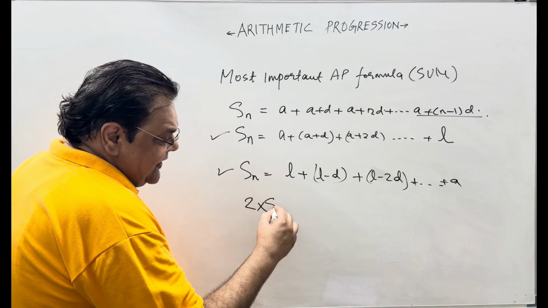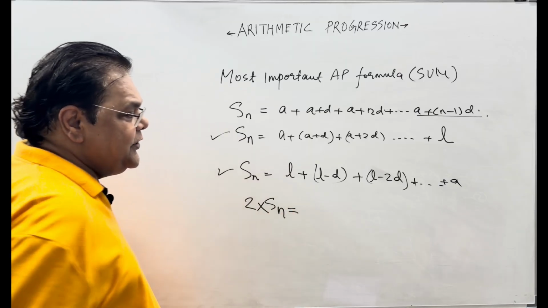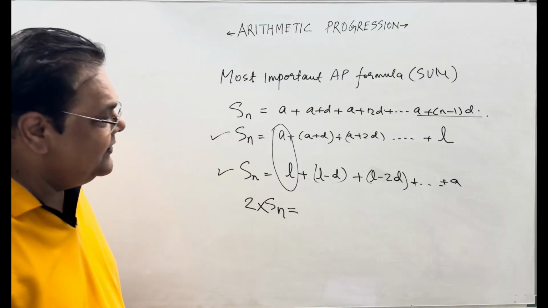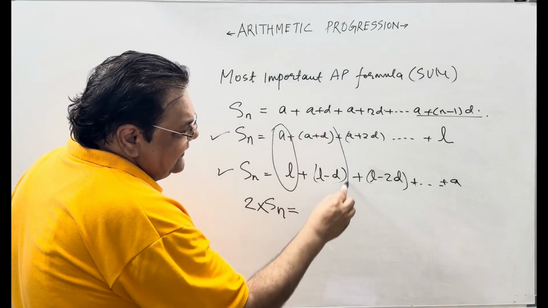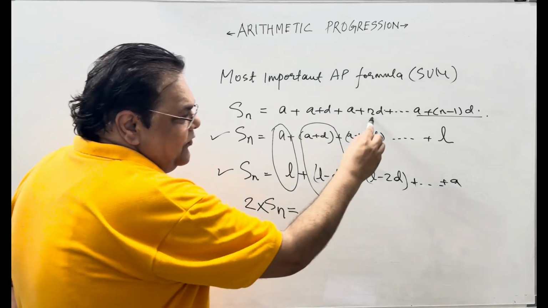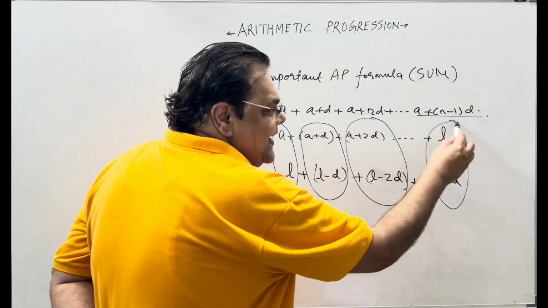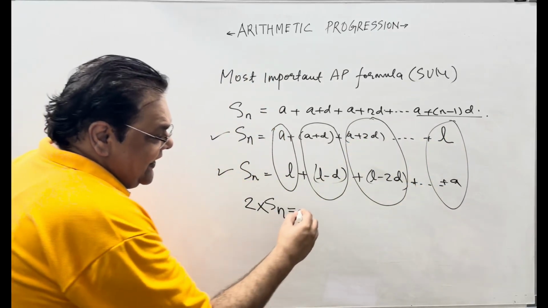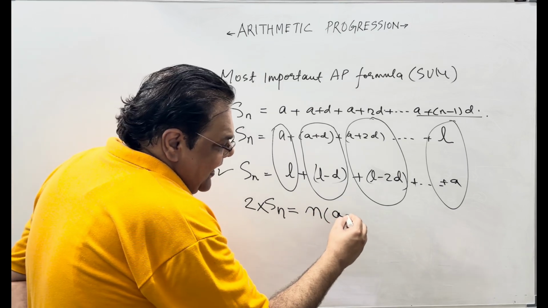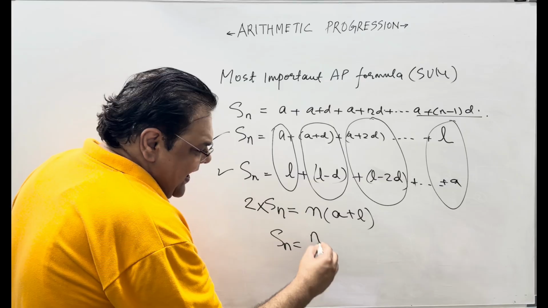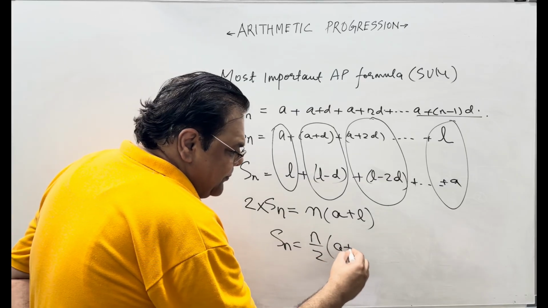2 times Sn is equal to the sum of A plus L. If you add this, A plus L, till the last, if you add this, A plus L, you will get n times A plus L. Hence, the sum of the numbers is n by 2 times A plus L.